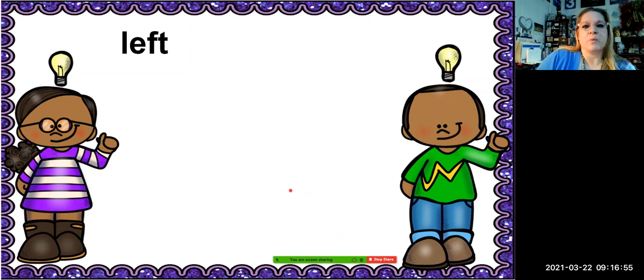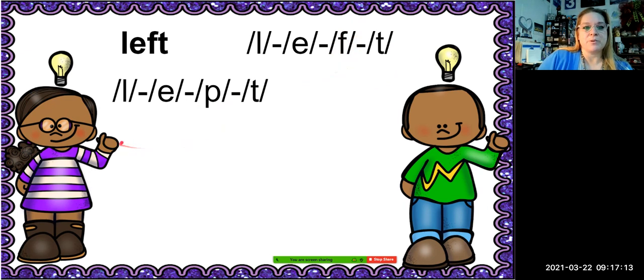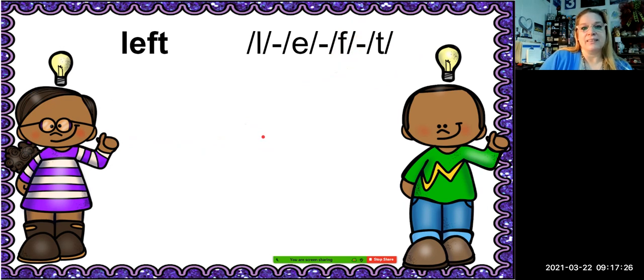Let's stretch out that word. We have left. Left. So the ft is the blend. We're going to replace this first sound of the blend from f to p. So now let's stretch out the new word. We have leapt. Leapt. What is the new word on the curve? It is going to be leapt.